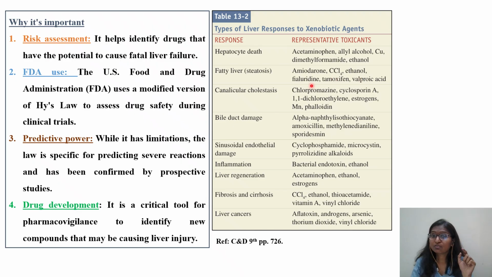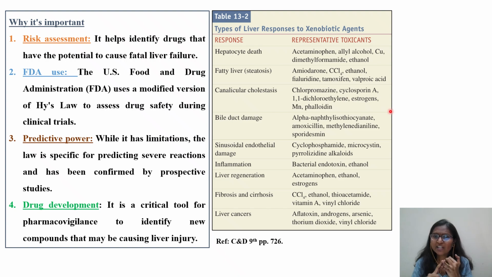Ethanol solvent, fluorouracil, tamoxifen, which is a breast cancer estrogen antagonist, and valproic acid, an anti-epileptic drug. So these are the examples of what is causing fatty liver and cirrhosis. The important thing you have to remember: ethanol, alcohol, is causing fatty liver, and carbon tetrachloride is also causing fatty liver. Then next, coming to canalicular cholestasis, what are the drugs which are causing it?